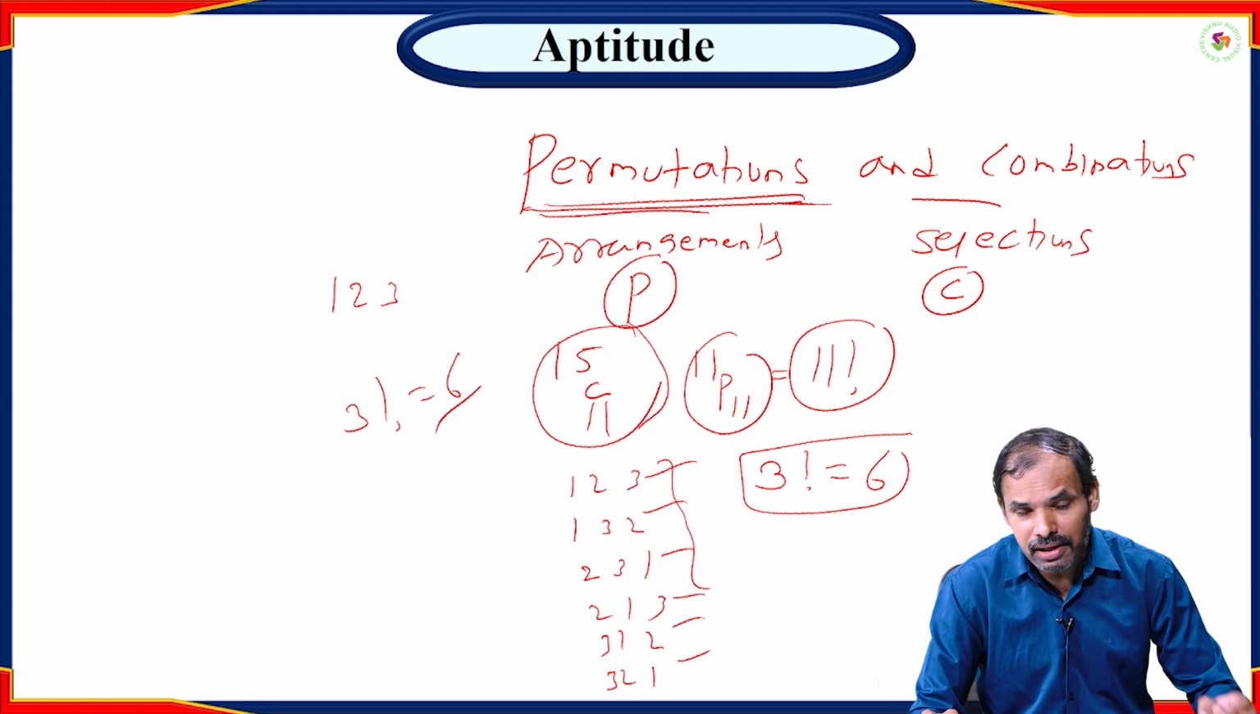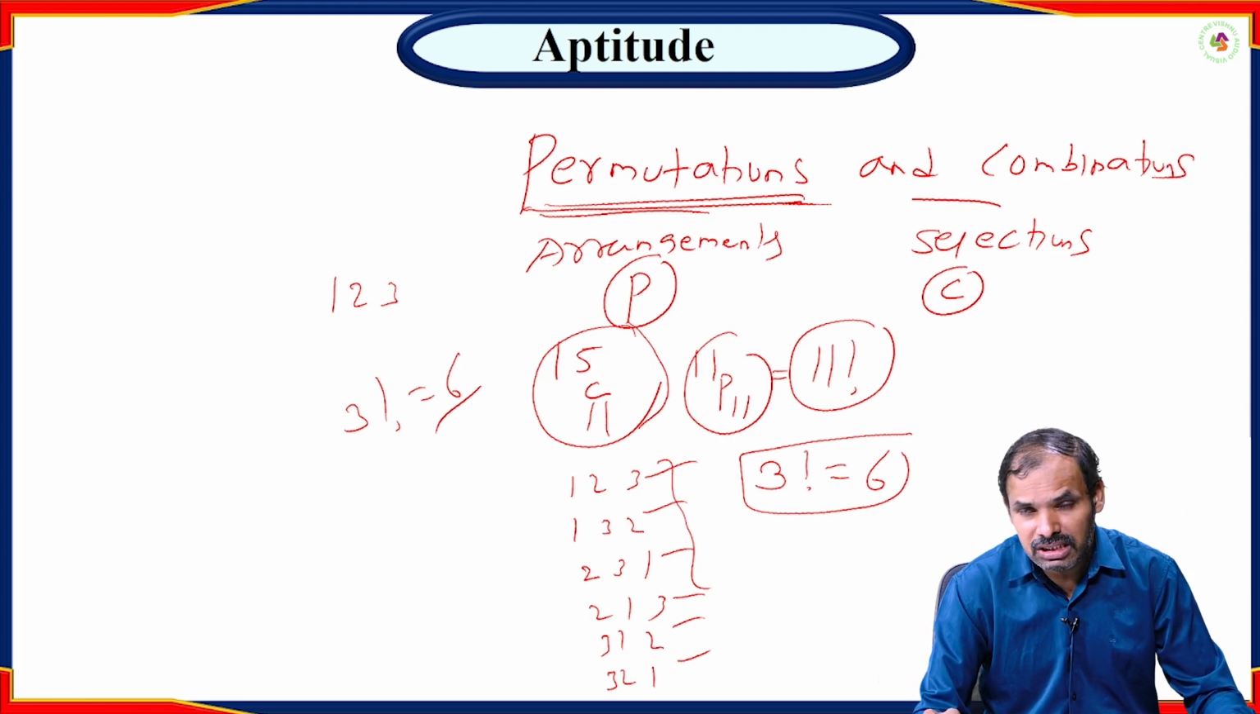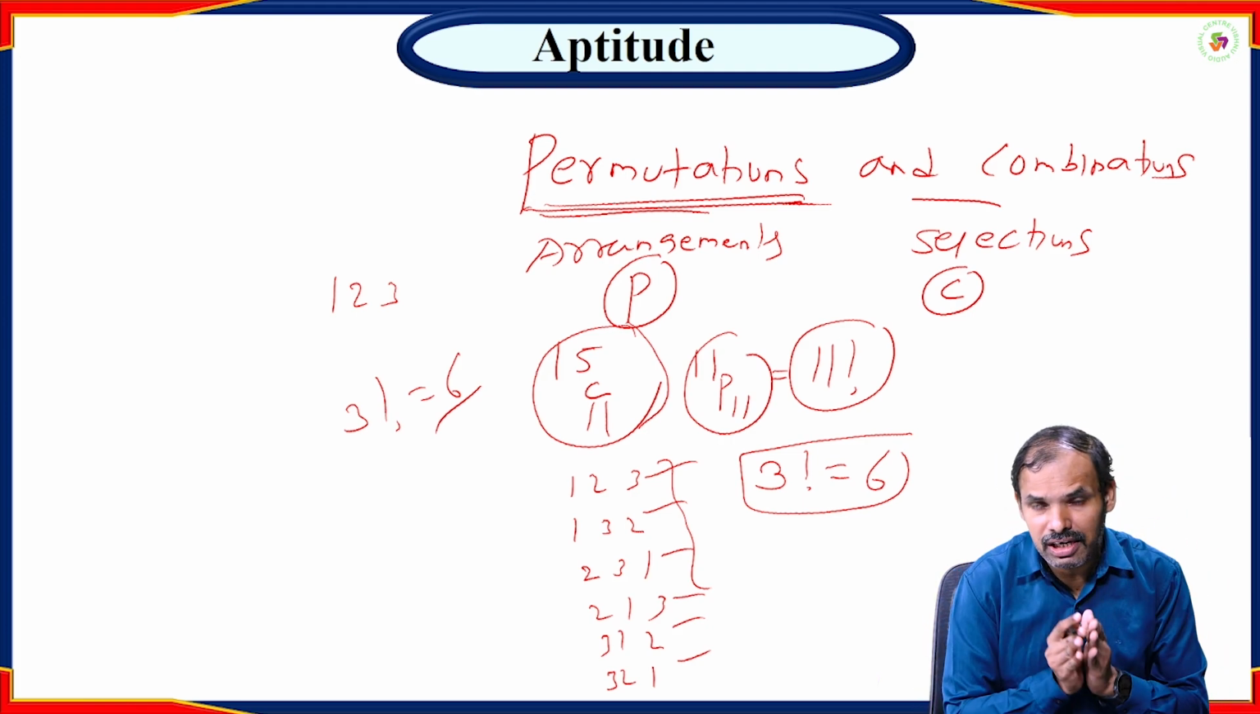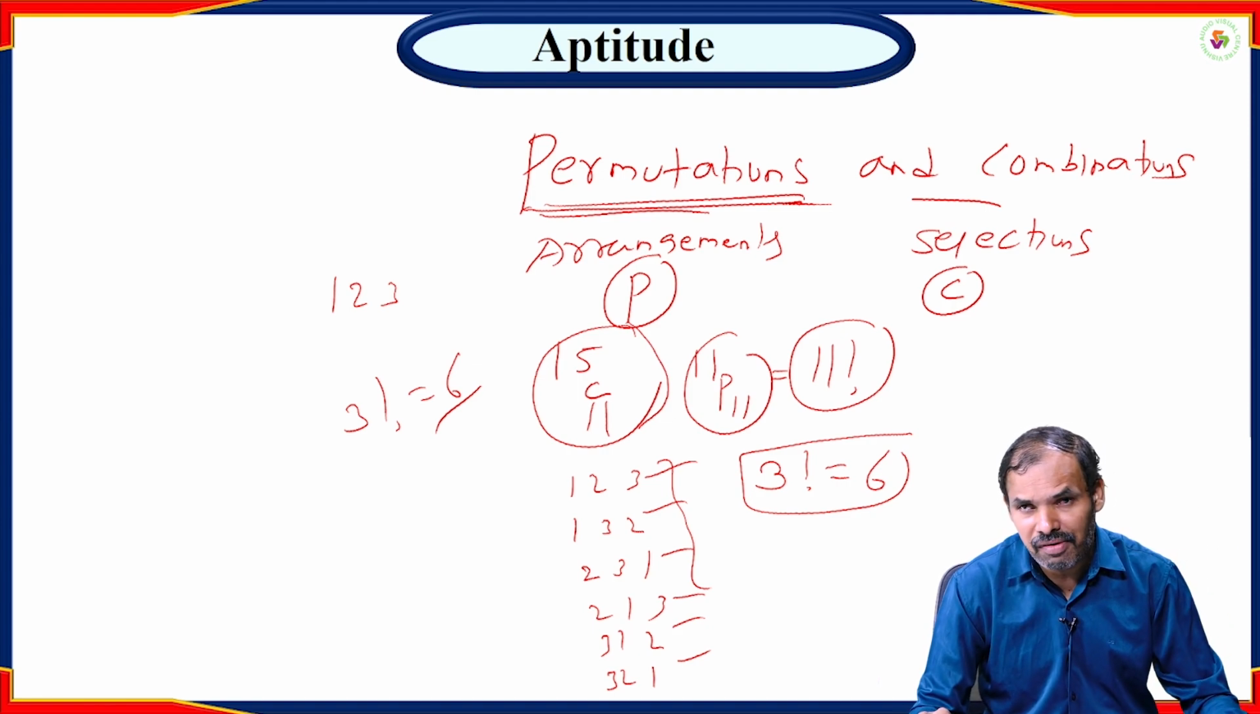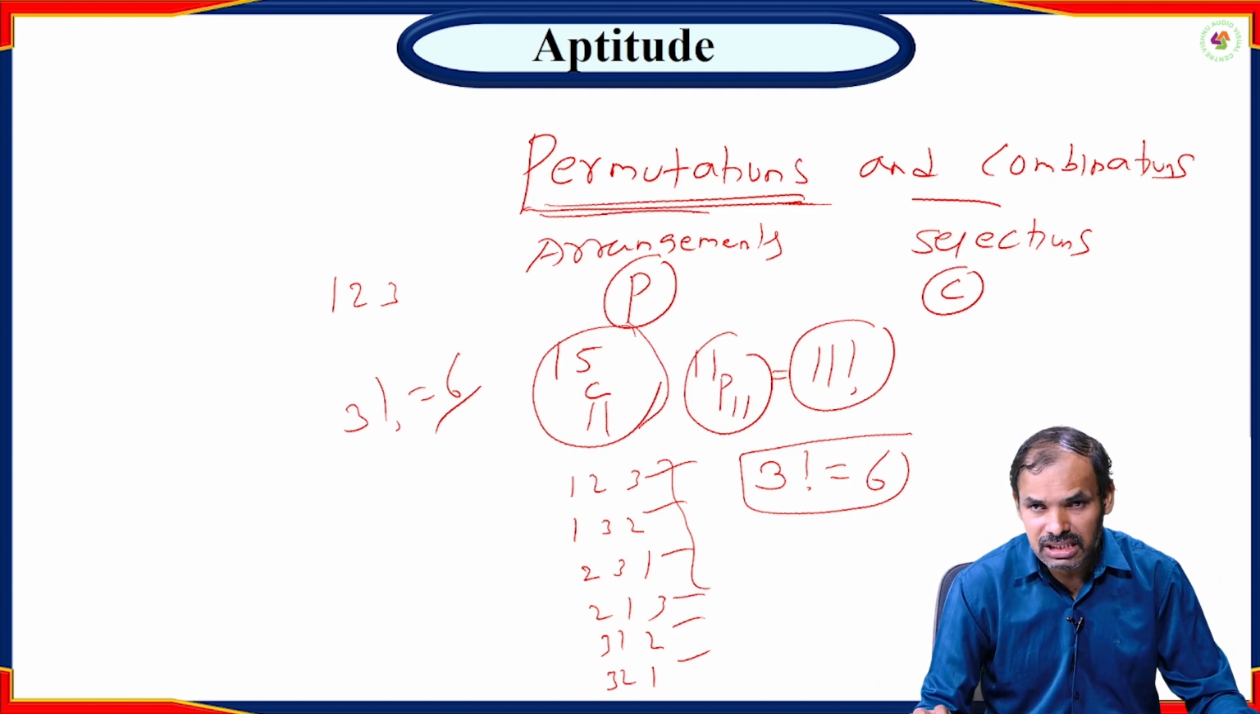And remember one point: letters and digits always must be arranged. Even though we select, you have to arrange them, because if you arrange letters, words can be formed, and if you arrange digits, numbers can be formed.